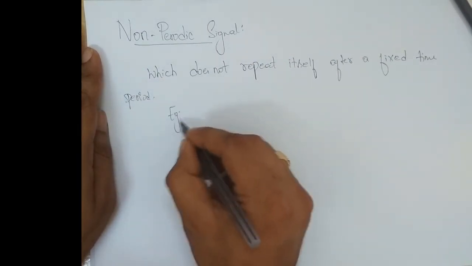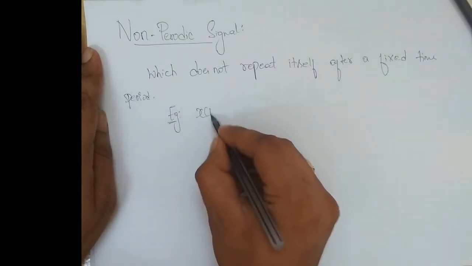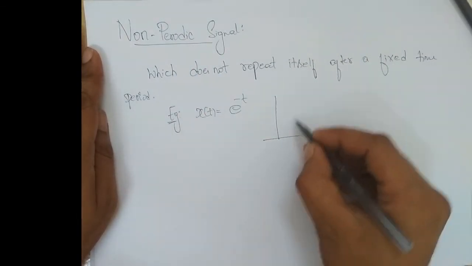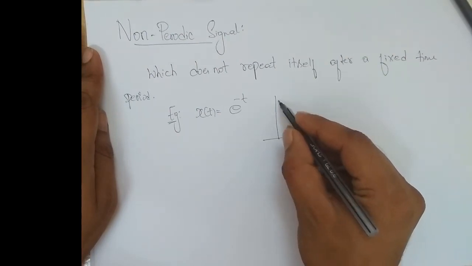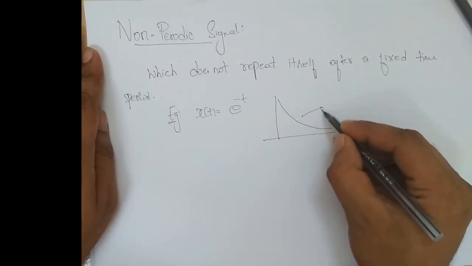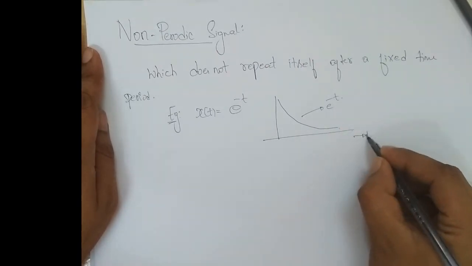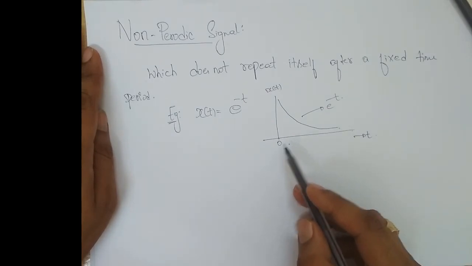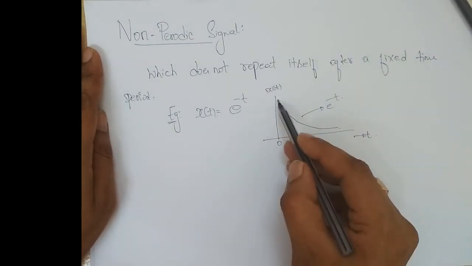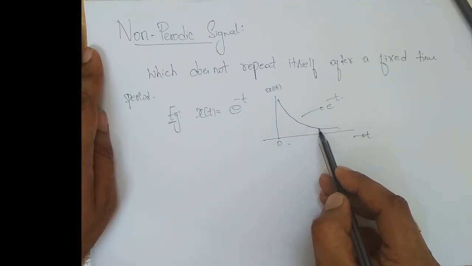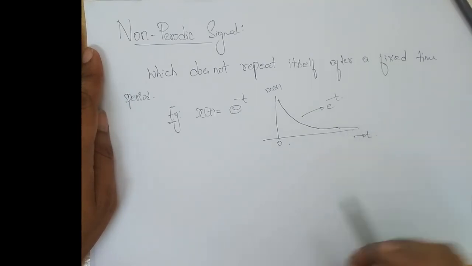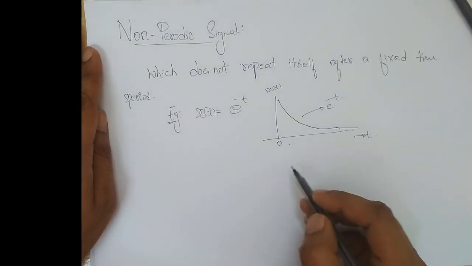Okay, and any guess about the example? So x of t is equal to e power minus t, right? How does e power minus t look like? If I try to plot this, this is how it looks like. It's e power minus t, an exponentially decreasing signal. This is time and this is x of t, right? Is it repeating itself after a particular time interval? No, right? This pattern continues till t is equal to infinity. At t is equal to infinity, this goes to 0, right? So this is one of the examples for a non-periodic signal.